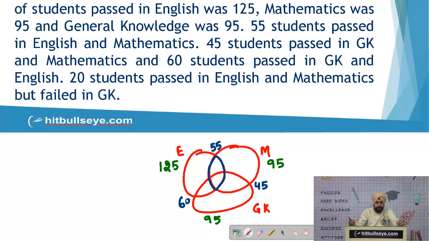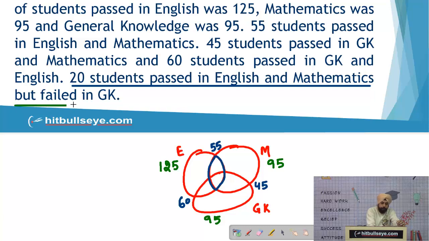And my dear student, this information is very important. It is given in a different manner. They are passed in English and Maths, but they failed in GK. So there are 20 who are passed in English and Maths but failed in GK. So this means this number given over here will be 20.